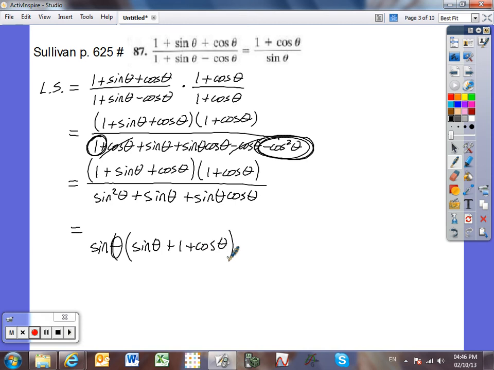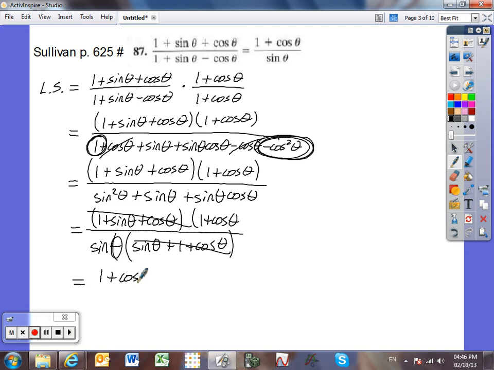Oh look, that's familiar, isn't it? That's what's going to cancel with the trinomial 1 plus sine plus cosine. It's in a different order, but it doesn't matter. And I'm left with 1 plus cosine theta in the numerator. Therefore, I have proven my identity because I have achieved the goal of getting my right-hand side. Alright, these are the solutions to the only problems that we hadn't covered in class from page 625.